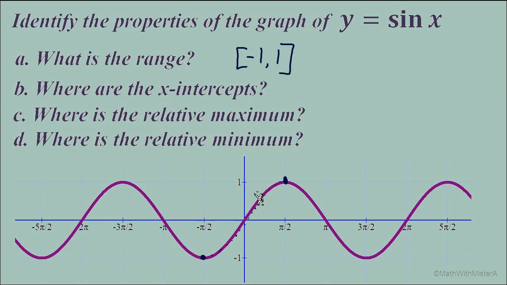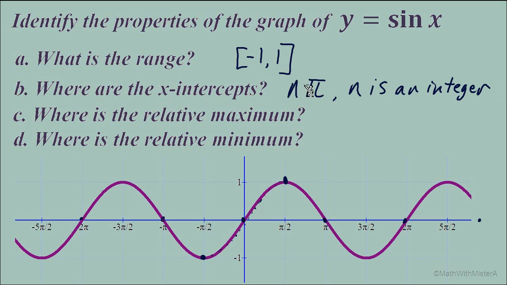Where are the x-intercepts? We can see x-intercepts here at 0, at pi, at 2 pi. We'll see it again at 3 pi. We'll also see it with negative values of pi and 2 pi. So we could represent the x-intercepts are at the value of pi times n, where n is an integer.